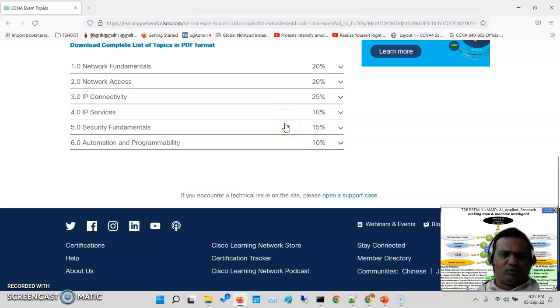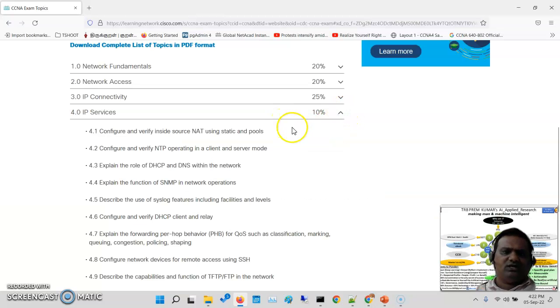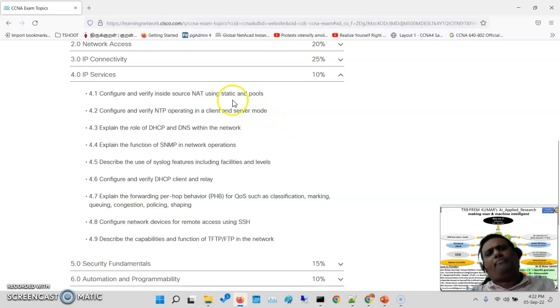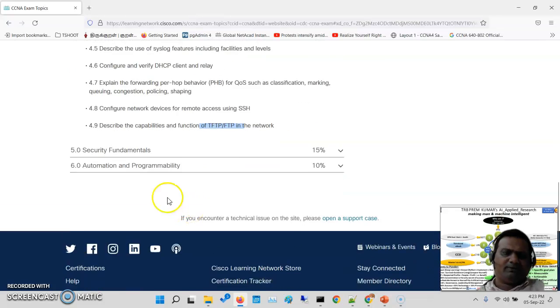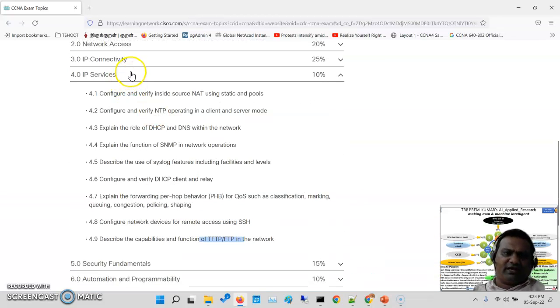After that, we will be discussing IP services. In IP services, we will be discussing the configuration and verification of inside source NAT using static and pools, configure and verify NTP, DHCP and DNS, SNMP, and syslog, DHCP client and DHCP relay. We will understand what PHB is for QoS. Then we'll discuss SSH, and we'll understand the capabilities and functions of TFTP and FTP. These are all the topics that will be covered in IP services.